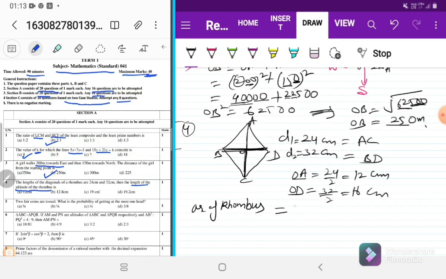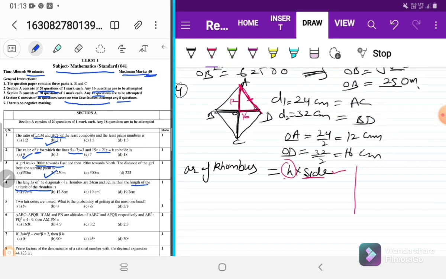So we will write height into side. This is the area of the rhombus. Area of rhombus is height into side. This one is one side and this is one height. First you have to find the side, because the height is what we have to find. So you should know the side. How will we find this side? Again we'll apply Pythagoras here. You know this side is 12 centimeter by taking half, and this side is 16. So we can apply Pythagoras and find AD. So we'll find AD first.